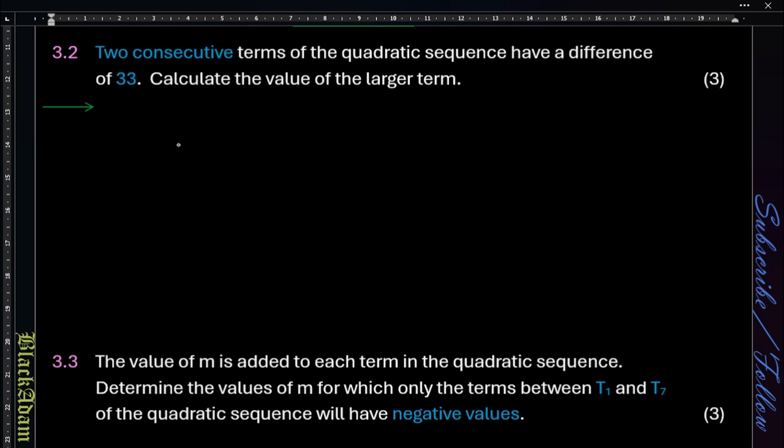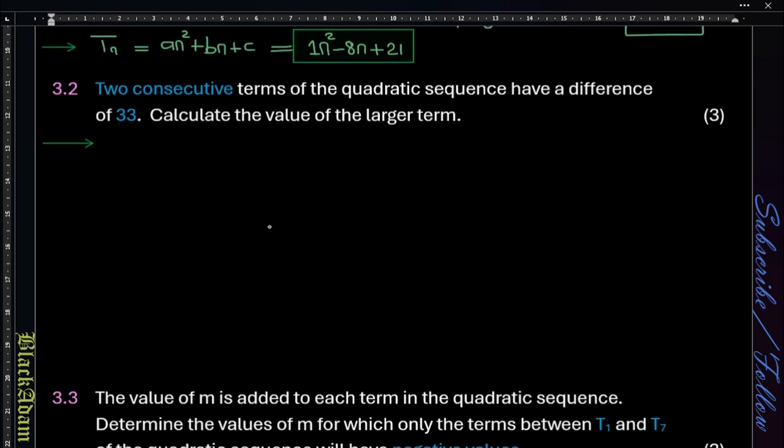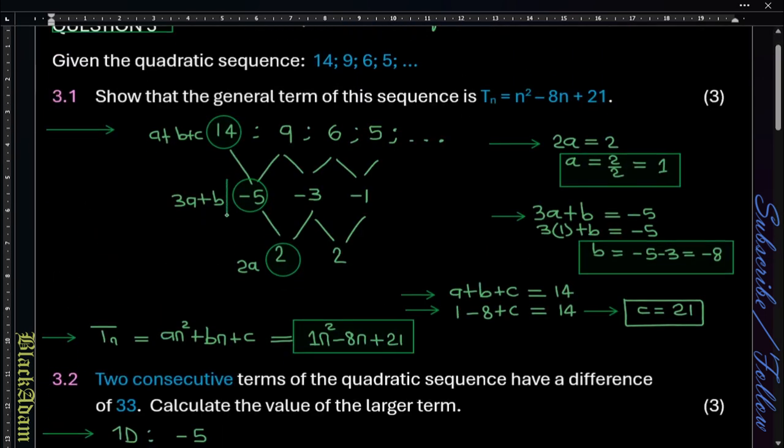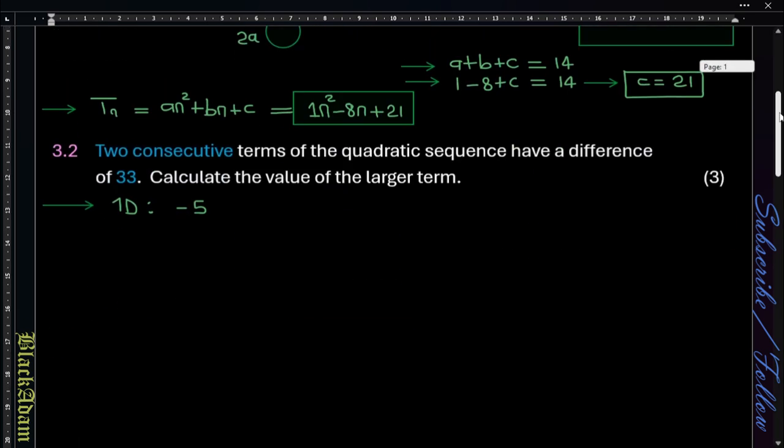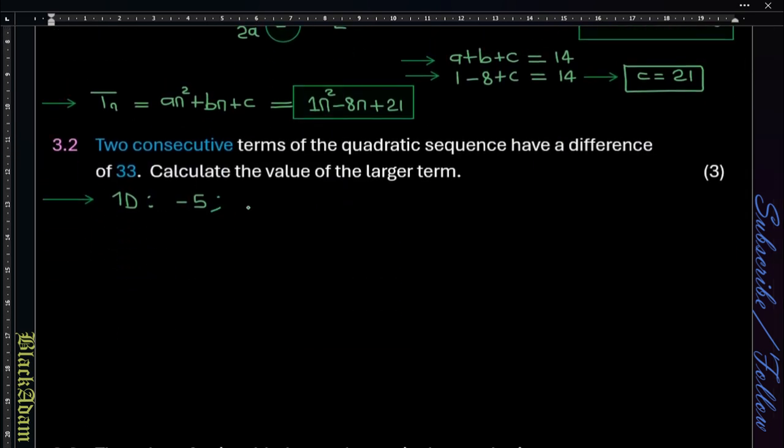Two consecutive terms of the quadratic sequence, calculate the value of the larger term. So for two consecutive terms' difference, we need to get the sequence of the first difference. The first difference is negative 5, negative 3 and negative 1. And then we need to find the equation for that arithmetic sequence.